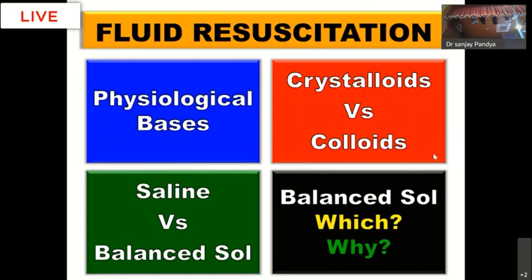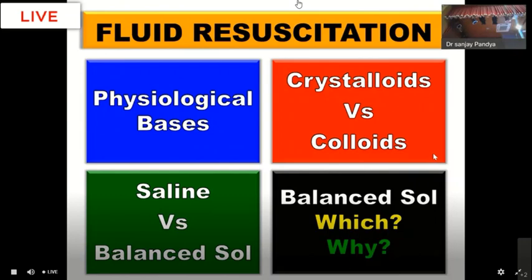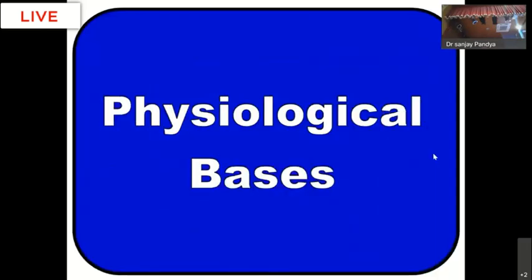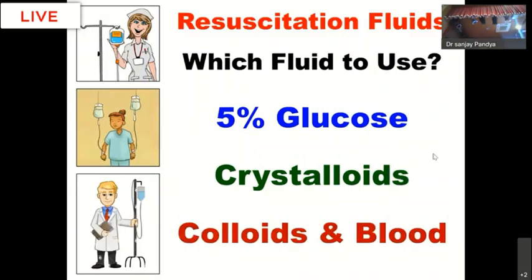Number 1, we should give crystalloid or colloid. Number 2, when we decide to give crystalloid, should we give saline or should we give balanced fluid? And suppose in those patients where we think that yes, we would like to give balanced fluid, then which balanced fluid? Ringer's lactate or newer fluid like Isolyte? So right decision is something which is very important. So we start with the physiological basis.